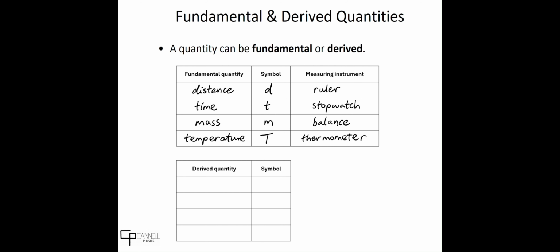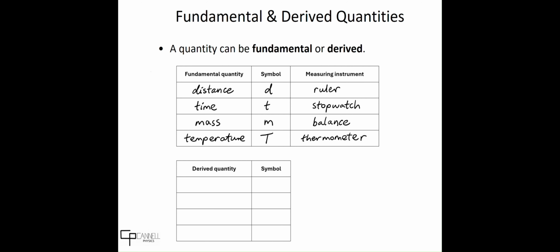But don't get too attached to symbols, because there'll be problems you do in physics where you have to assign your own symbols to quantities, and it's not as hard as it sounds. I'll go through an example soon. But let's talk about derived quantities. So derived quantities, as the name suggests, are derived from other quantities, and these other quantities are the fundamental ones. So the fundamental quantities can be mixed up together to give you new quantities or derived quantities.